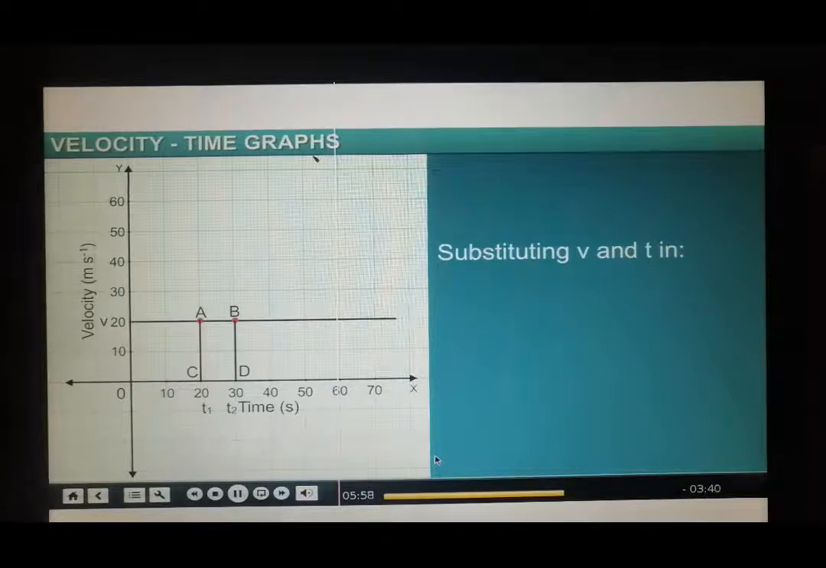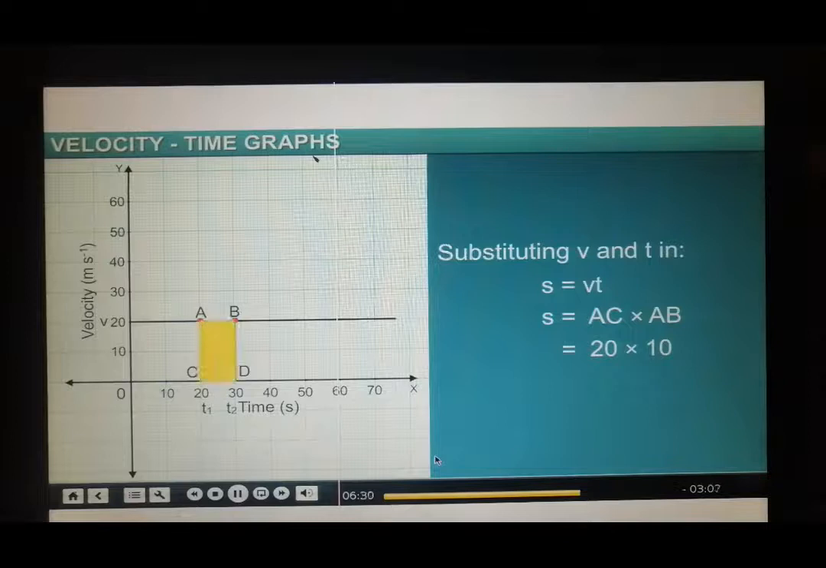Substituting V and t in the expression S is equal to Vt, we get S is equal to AC multiplied by AB. This is nothing but the area enclosed in rectangle ABDC under the velocity time graph. Thus, in this case, the displacement of the car is equal to 20 meters per second multiplied by 10 seconds, which is equal to 200 meters.